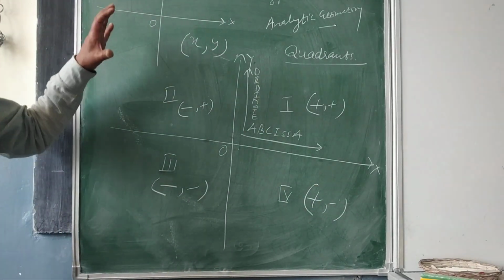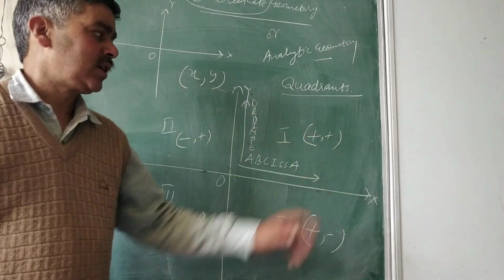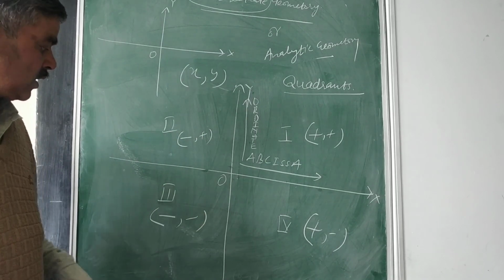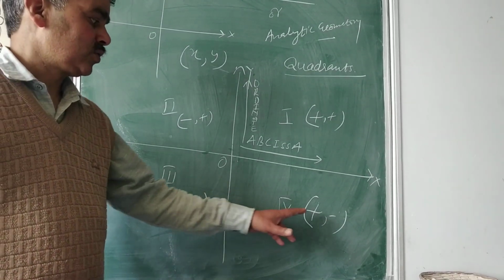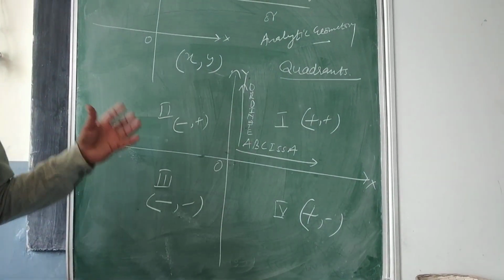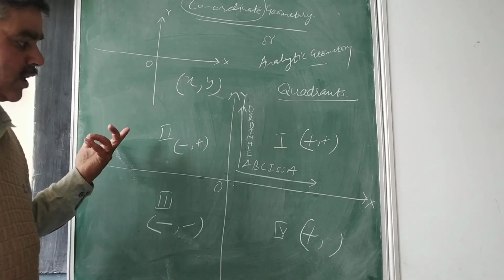So this is the key idea I am sharing with you. In the first quadrant, both x and y are positive. In the second quadrant, x is negative, y is positive. And in the third quadrant, both x and y are negative. And in the fourth quadrant, x is always positive and y is negative. So technically you all know why these are positive and why these are negative.